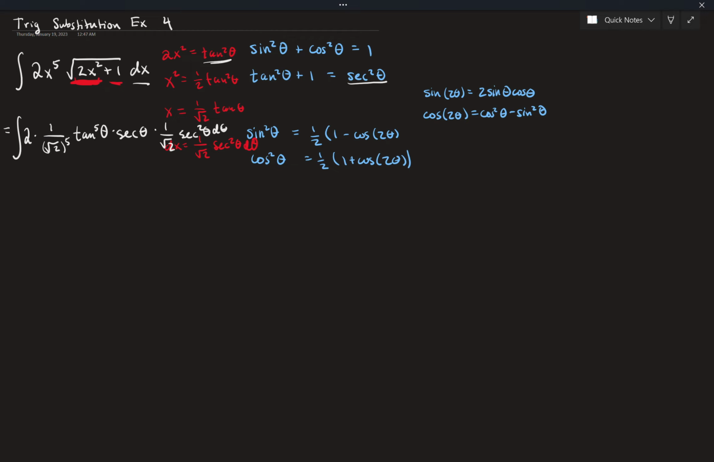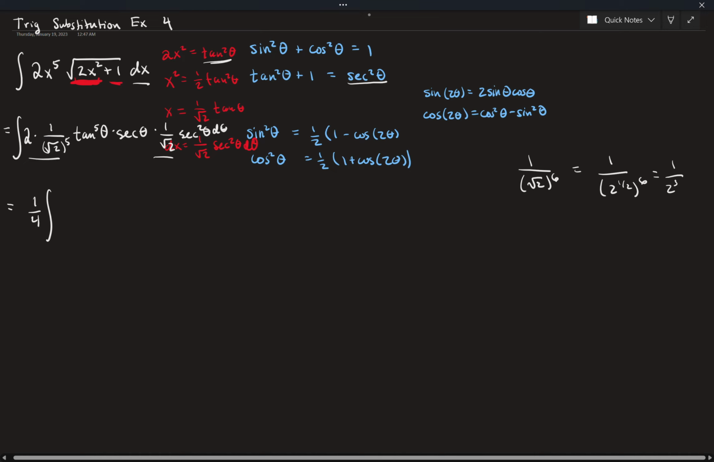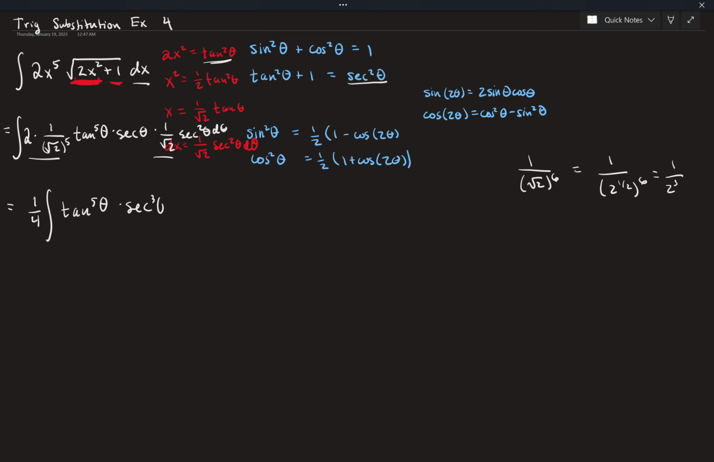So, wow. Okay, let's just clean up everything. We'll clean up the constants, because I think that's really making this a lot worse. This becomes 2. I have 1 over root 2 to the 5th and 1 over root 2. That makes 1 over root 2 to the 6th, which is 1 over 2 to the 1/2 to the 6th, which is 1 over 2 to the 3rd, which is 1/8. So I've got 2 times 1/8, so that becomes a quarter. Integral tangent to the 5th theta times secant cubed theta.